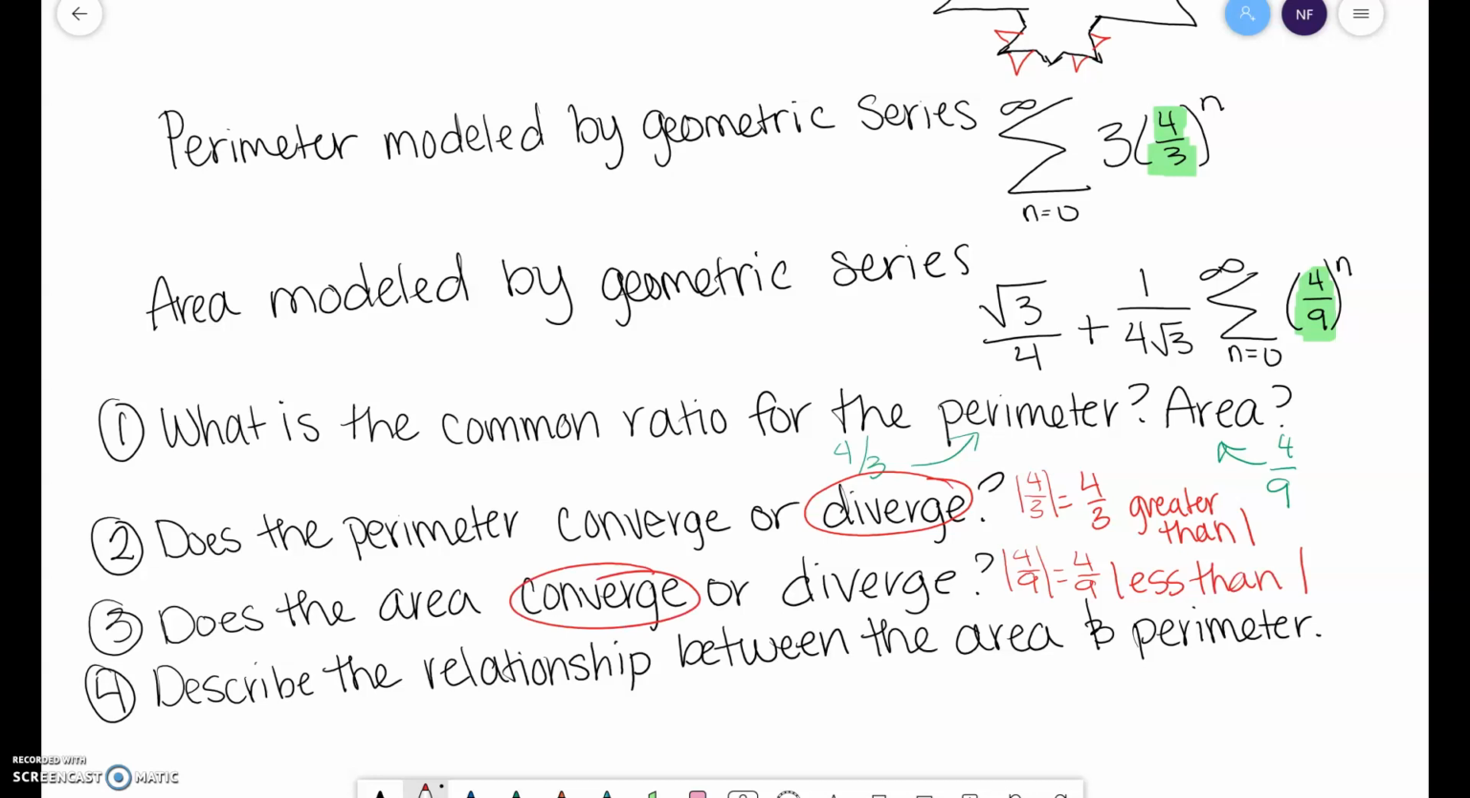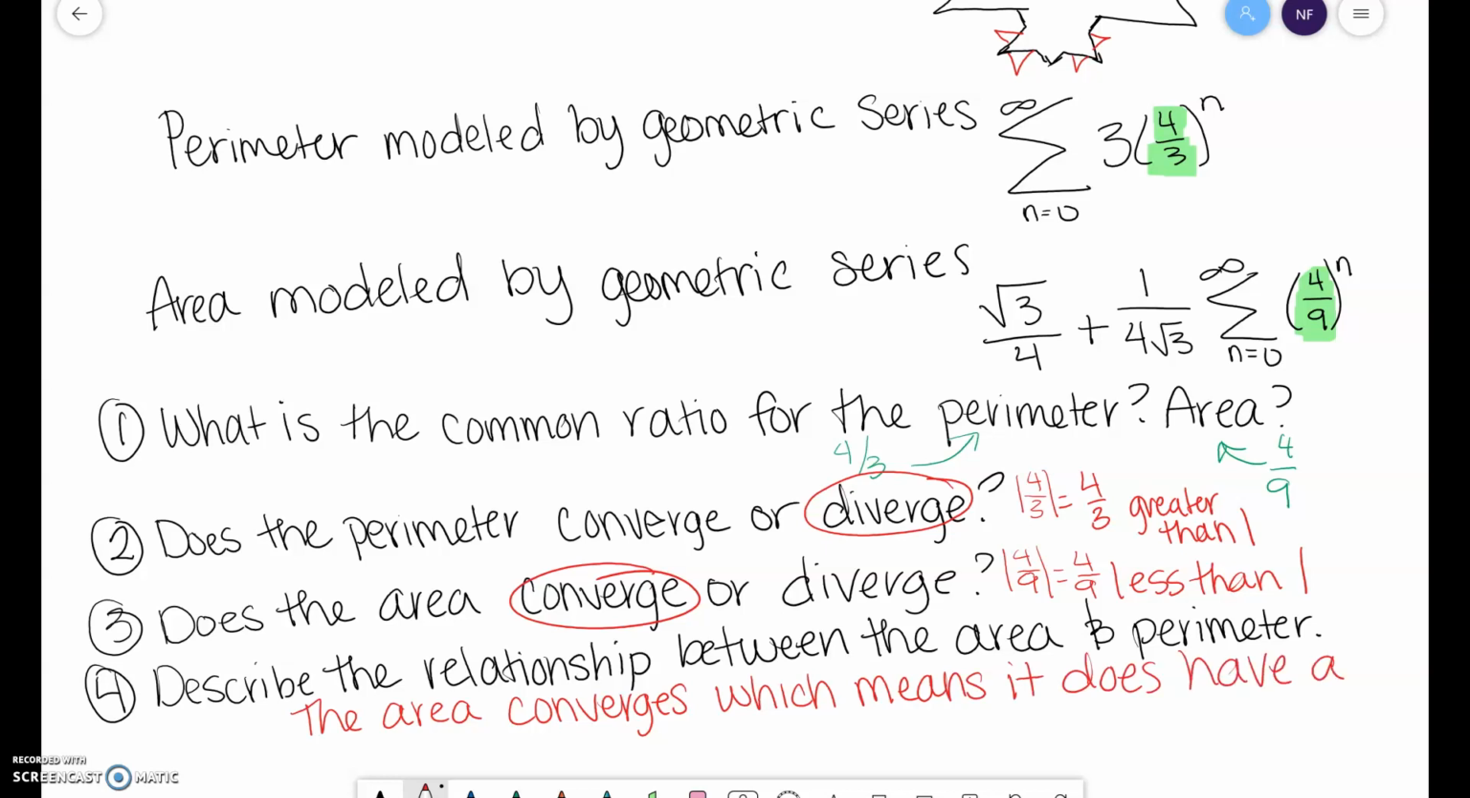And then it says, describe the relationship between the area and the perimeter. So the area converges, which means it does have a sum. Whereas the perimeter diverges, so it does not have a sum.